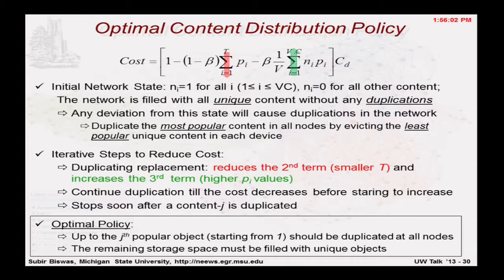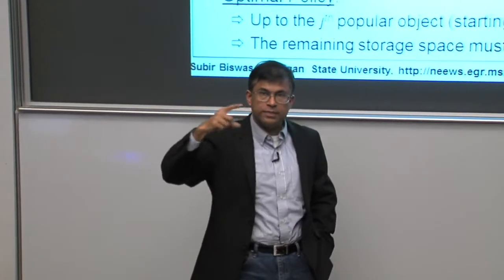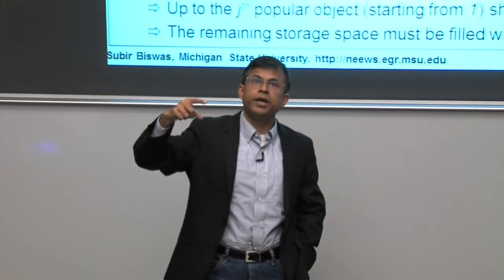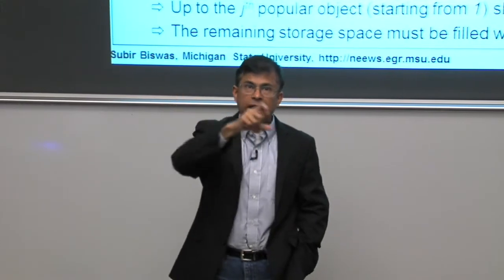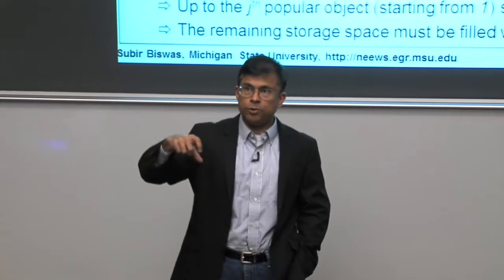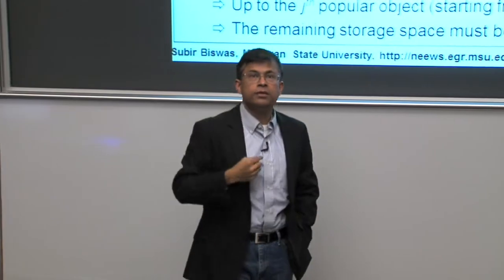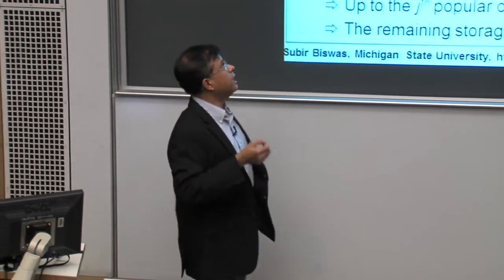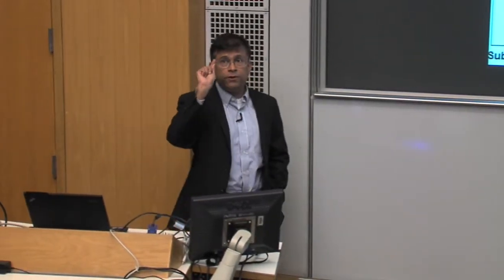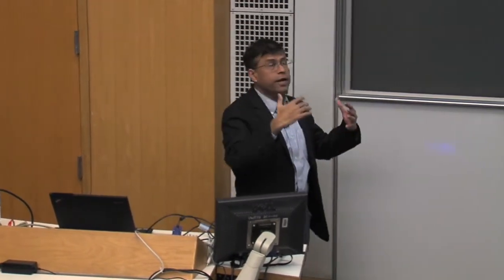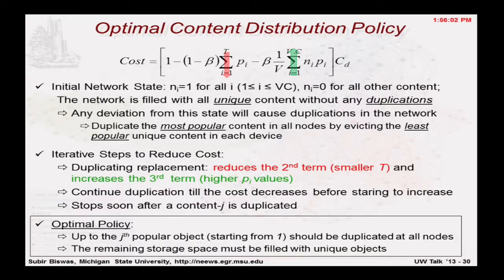content that is at the top of the popularity list, right? It makes sense to take those and duplicate them in the nodes, since they are going to be requested pretty frequently. It makes sense to have them in your cache itself, as opposed to trying to get them from the network or from the server all the time. So let's say that what you do is you start from the most popular object or content, and you duplicate that, right? So the moment you do that, your cost is going to change.